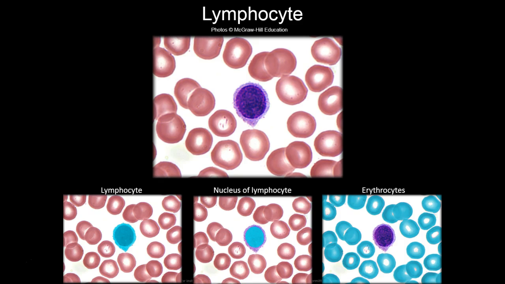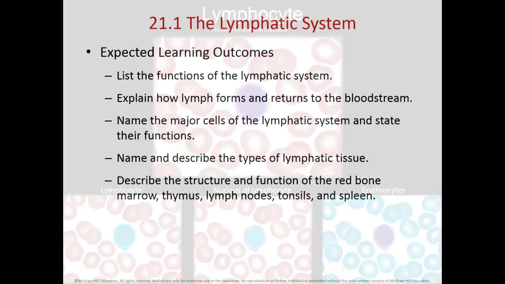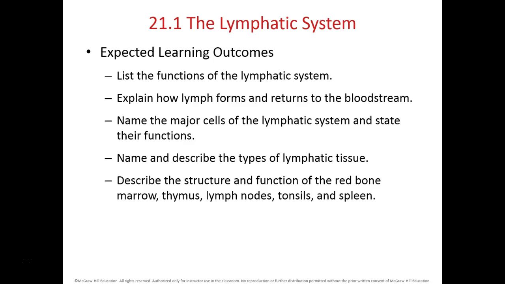So some of the cells of the lymphatic system, and these are also cells of the immune system, are primarily lymphocytes. Here's a lymphocyte in this picture. We talked about that when we talked about the different cell types in blood. Remember, a lymphocyte is a white blood cell. So we're going to talk about this lymphatic system first.